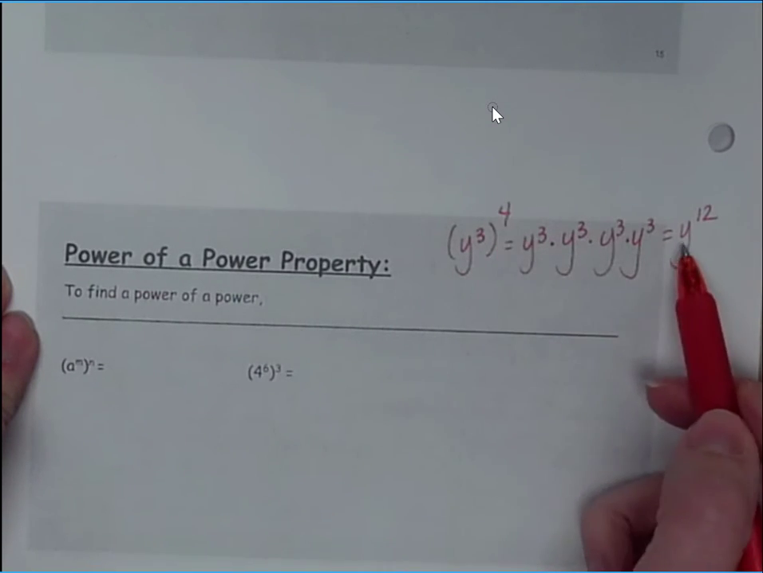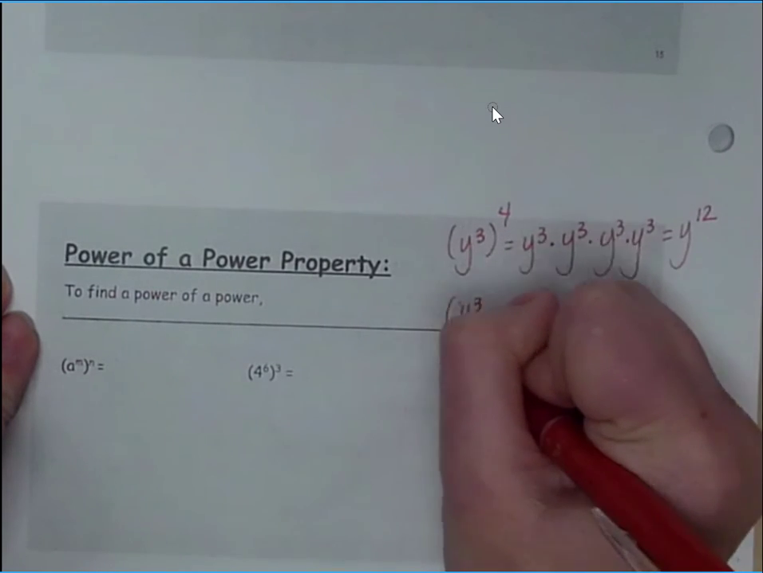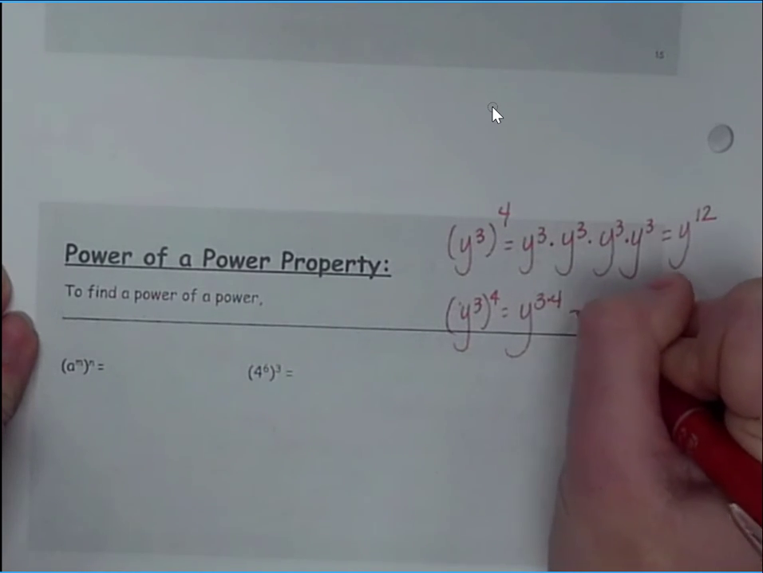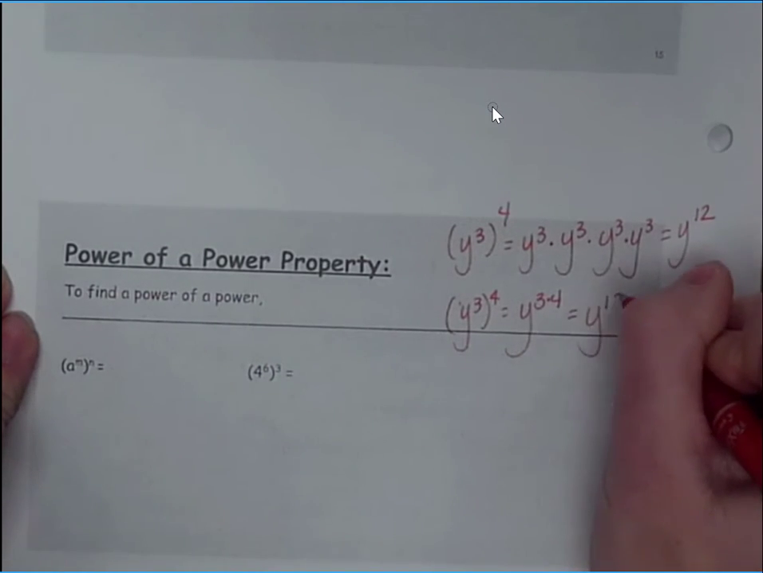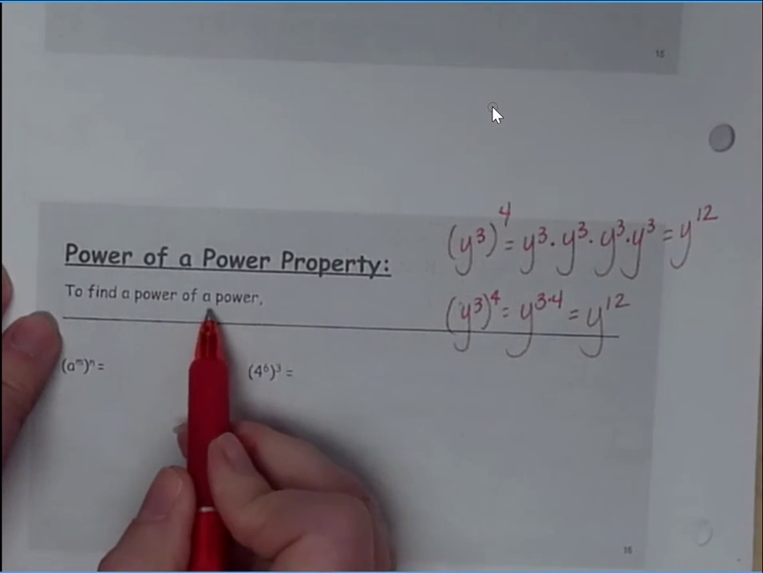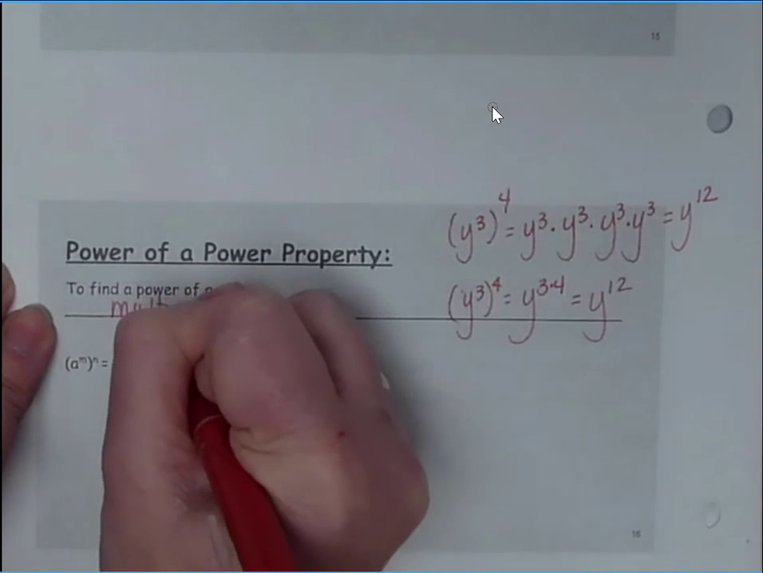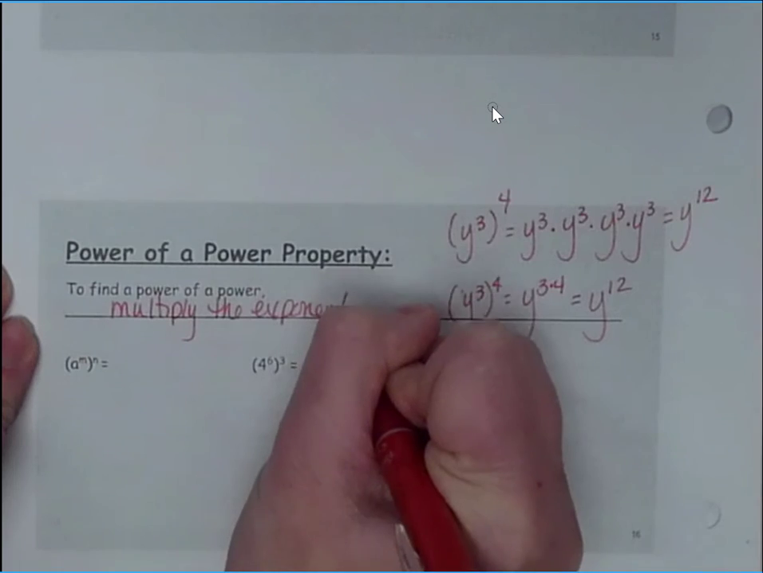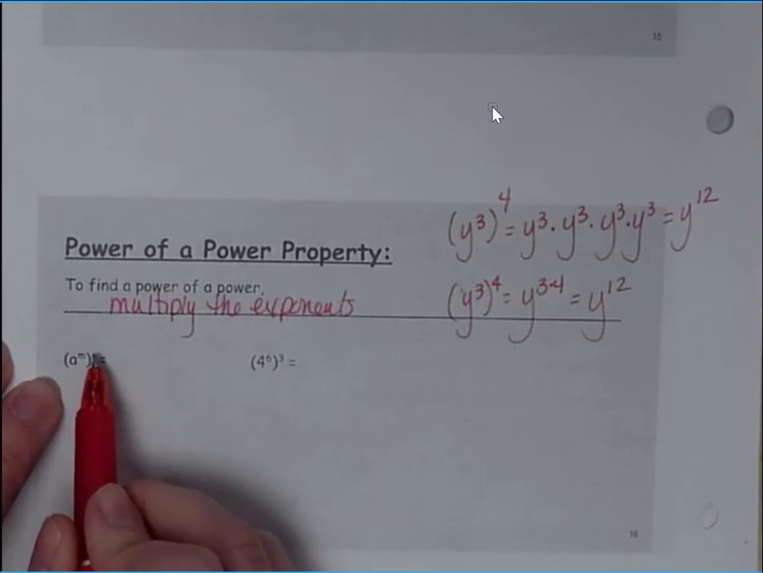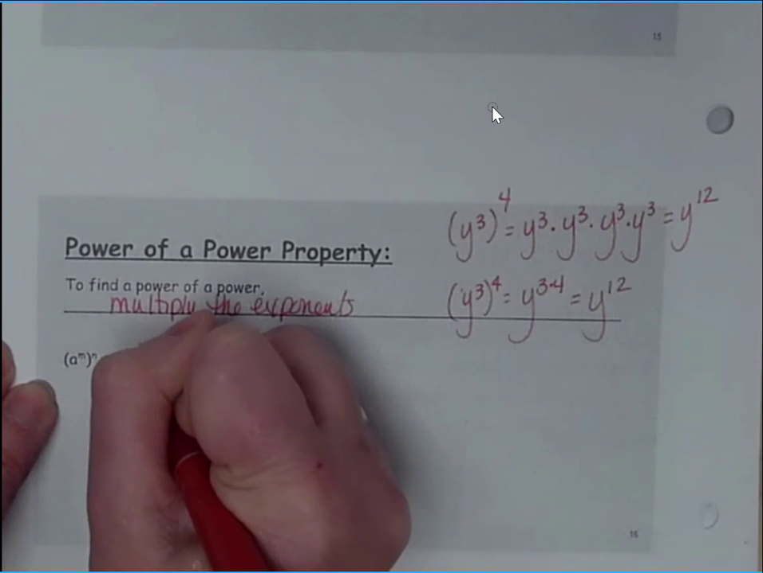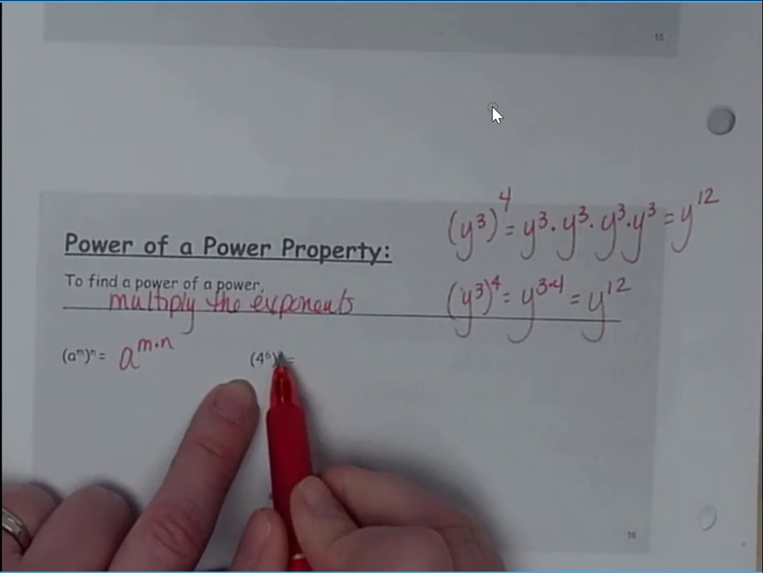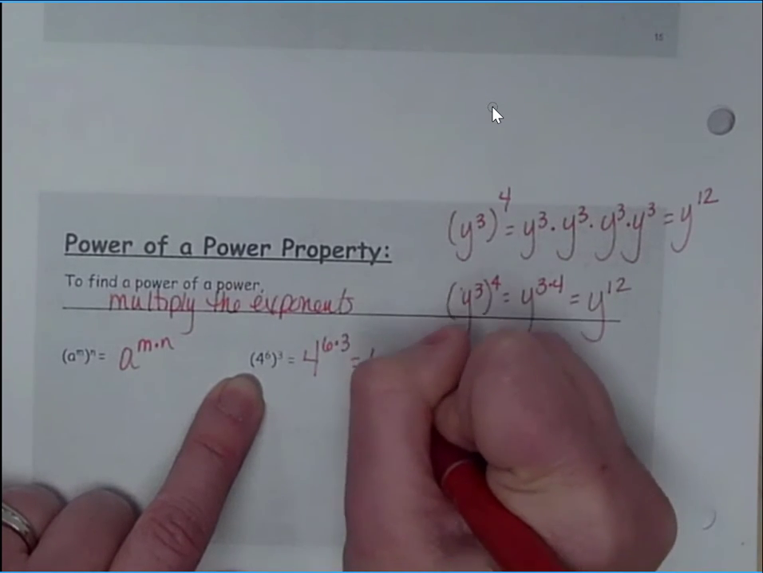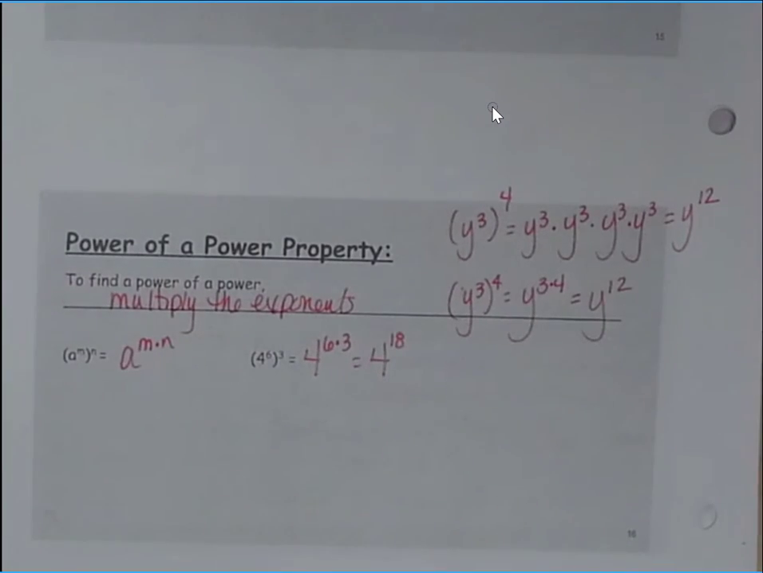Well, 3 times 4 is 12. So if I have y cubed to the fourth power, that's the same as saying y to the 3 times 4, so I end up with y to the 12th. So to find the power of a power, we're going to multiply the exponents. So if I have a to the m to the nth power, I have a to the m times n. So same thing here. I have 4 to the 6th to the 3rd, and 6 times 3 is 18, so 4 to the 18th.